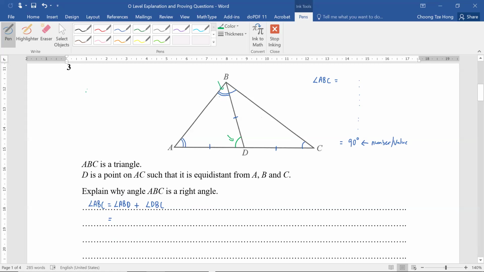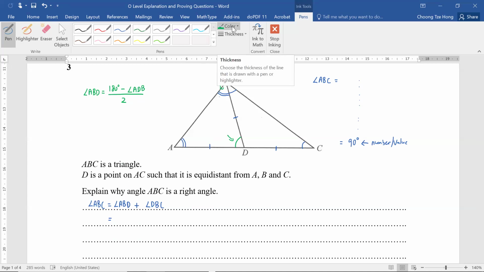So what I'm saying here is that angle ABD is equal to 180 minus angle ADB, which is the green angle, divided by 2. So what I can do now is replace this angle ABD with 180 minus angle ADB over 2, which is what I'm going to do over here.